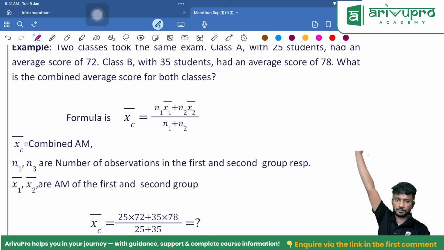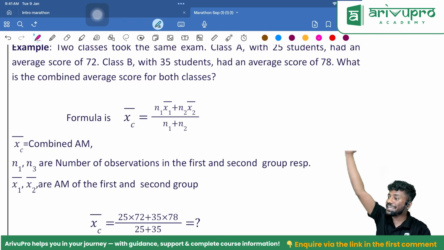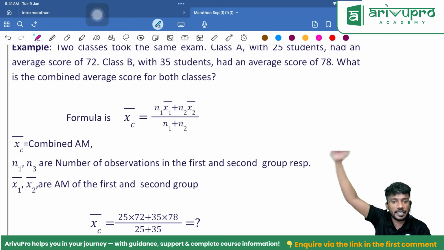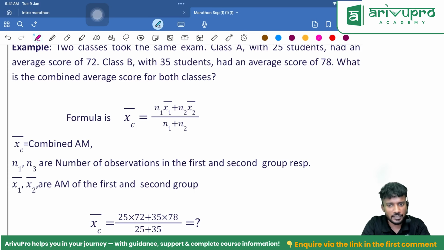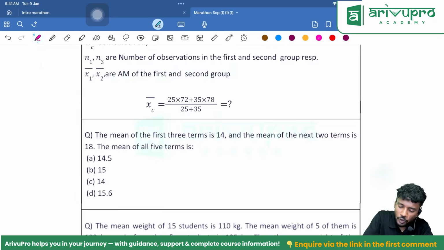One more thing, people. Now here two sets are given. What if paper 3 is also there? N1 x1 bar plus N2 x2 bar plus N3 x3 bar divided by N1 plus N2 plus N3. What if paper 4 is also there? N1 x1 bar plus N2 x2 bar plus N3 x3 bar plus N4 x4 bar divided by N1 plus N2 plus N3 plus N4. So it goes on, depending on the number of terms. Got the idea? Now look at this question.